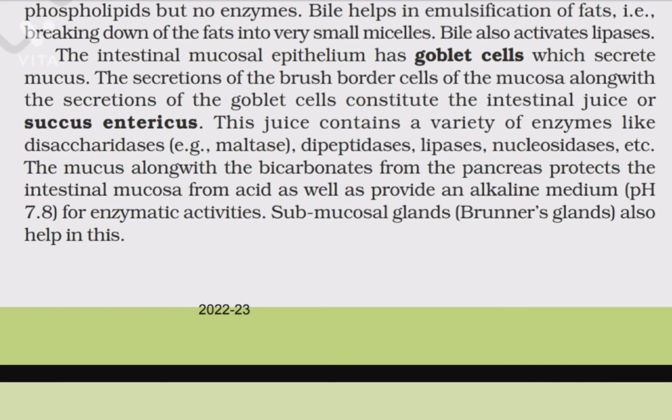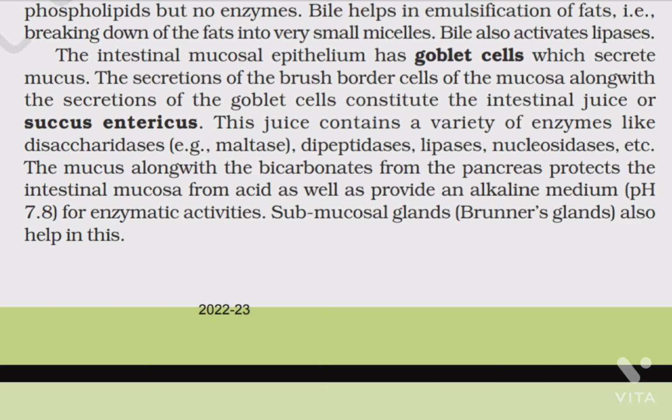The intestinal mucosal epithelium has goblet cells, which secrete mucus. The secretion of the brush-bordered cells of the mucosa, along with the secretion of the goblet cells, constitutes the intestinal juice or the succus entericus. This juice contains a variety of enzymes like disaccharidases, for example maltase, dipeptidases, lipases, nucleosidases, etc.